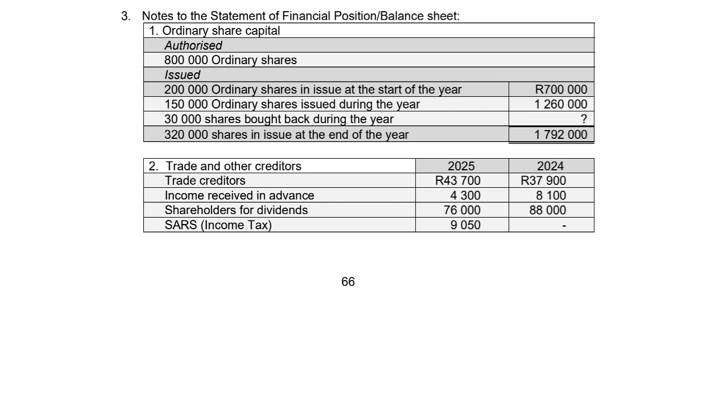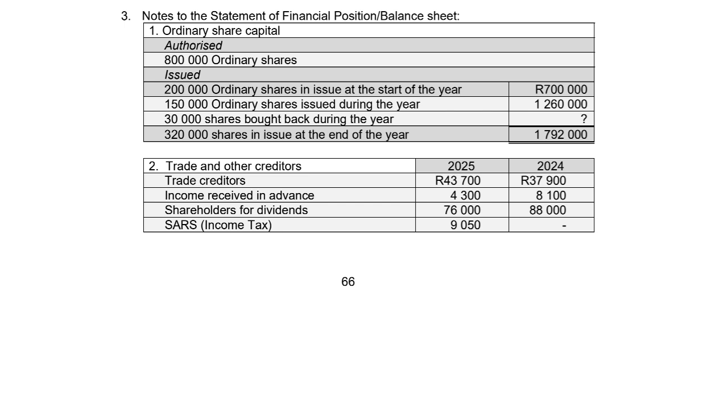Information 3. Notes to the statement of financial position or balance sheet. Number 1, ordinary share capital. We had authorized shares, 800,000 ordinary shares. Issued shares: 200,000 ordinary shares in issue at the start of the year, 700,000 rand. 150,000 ordinary shares issued during the year, 1,260,000 rand. 30,000 shares bought back during the year, to be calculated, and 320,000 shares in issue at the end of the year, 1,792,000 rand.